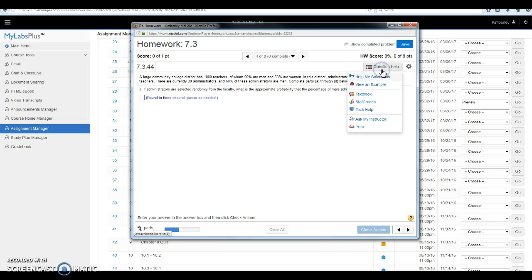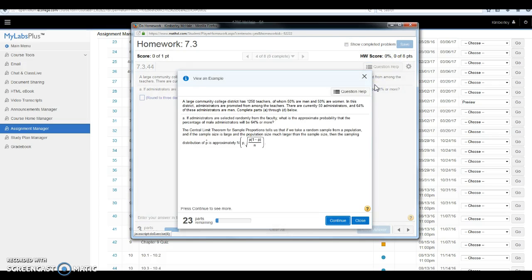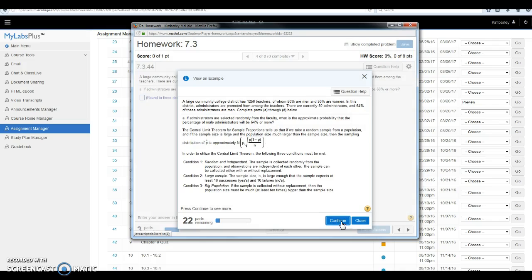One of the things I want to talk about is that as we move forward and use more StatCrunch, when we hit view an example, it's going to be a little more difficult. But when I look at this, it tells me this is approximately normal, that's what the capital N means, with a mean of p and a standard deviation of the square root of p times 1 minus p over n. And I noticed that they check all the conditions.